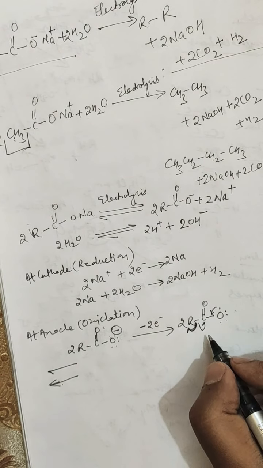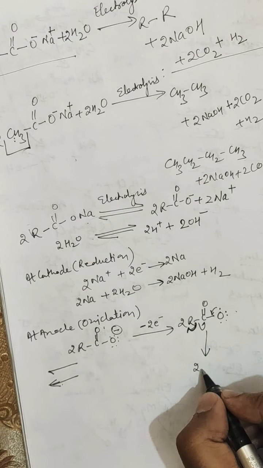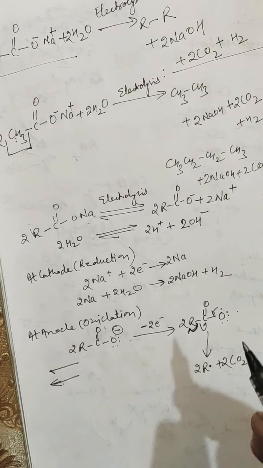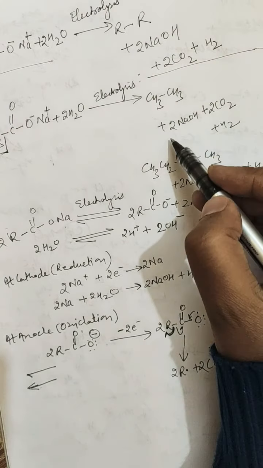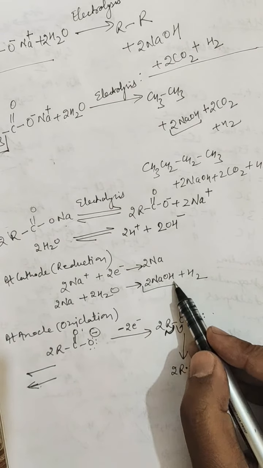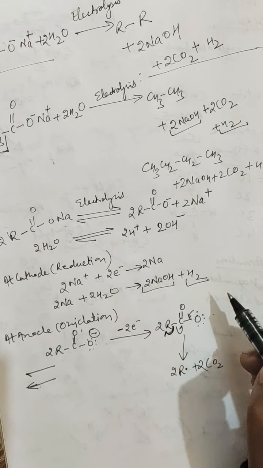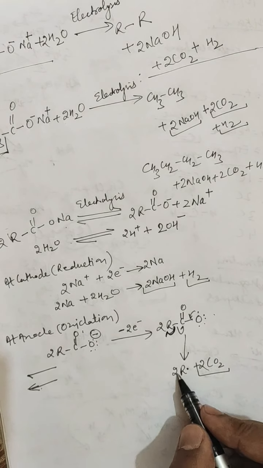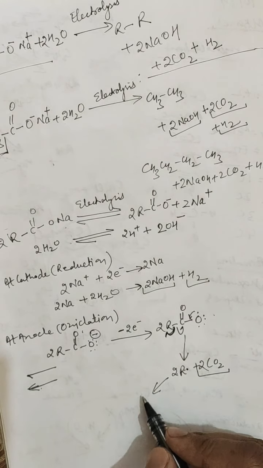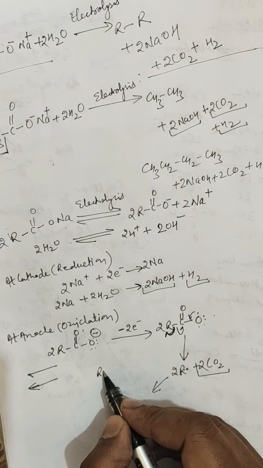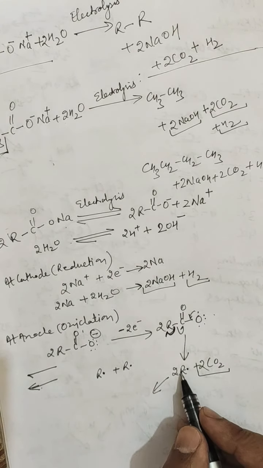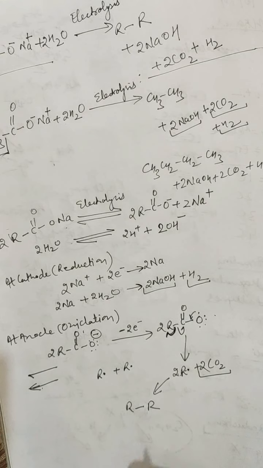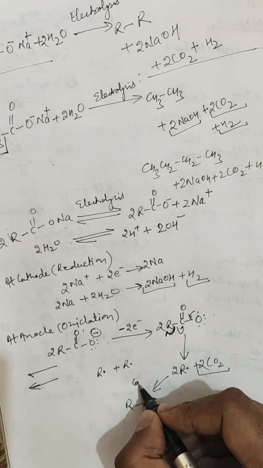So it results in the formation of two alkyl free radicals plus two molecules of carbon dioxide. So see here, two molecules of sodium hydroxide are formed, hydrogen gas is liberated, and two molecules of carbon dioxide are also formed, and these two alkyl free radicals come together. One alkyl radical plus the second alkyl radical come together to form the corresponding alkane. This is called coupling.